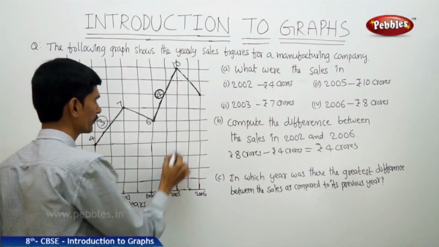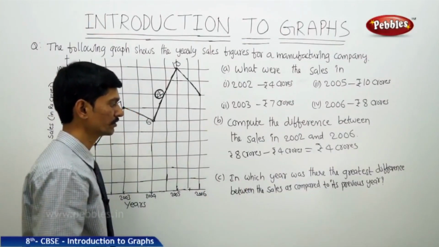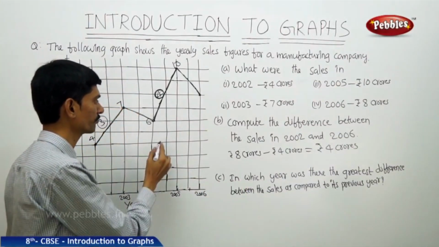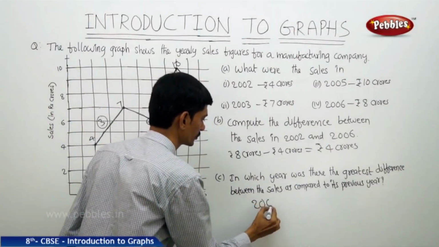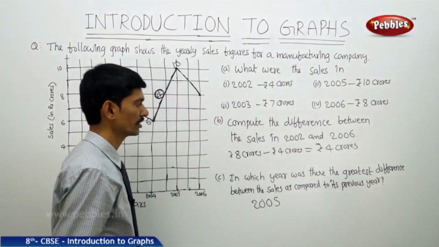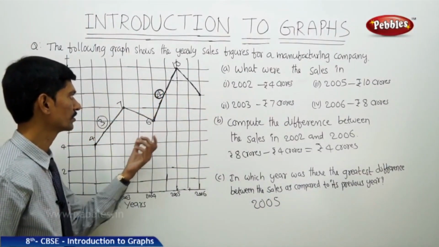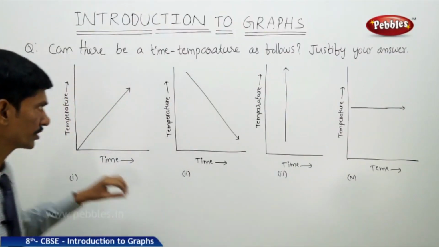So in the year 2005, there was the greatest difference between the sales as compared to the previous year. So we can write the answer 2005. So in this year 2005, there was the greatest difference between the sales when compared to the previous year. Let us see the next question.